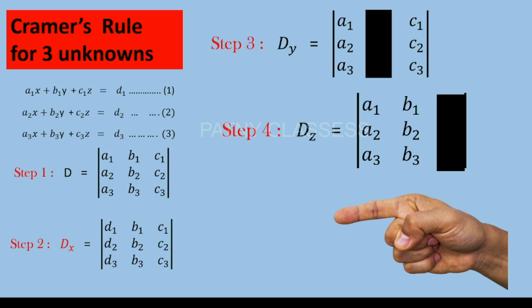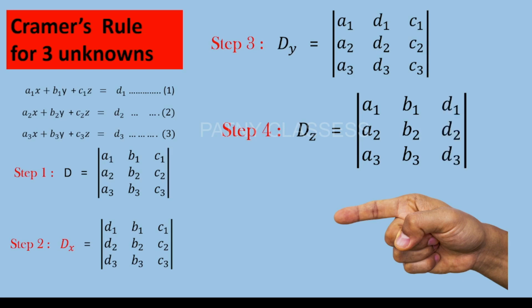While finding Dx, a1, a2, a3 are deleted, and in that place d1, d2 and d3 are written, and we obtain the determinant. This is called Dx. While finding Dy, b1, b2 and b3 are deleted, and in that place d1, d2 and d3 are written, and we obtain determinant Dy. At the time of finding Dz, c1, c2, c3 are deleted, and in that place d1, d2 and d3 are written, and we obtain determinant Dz.